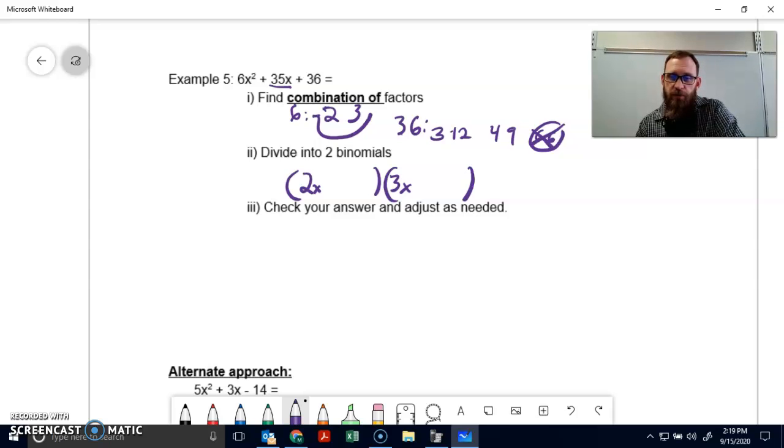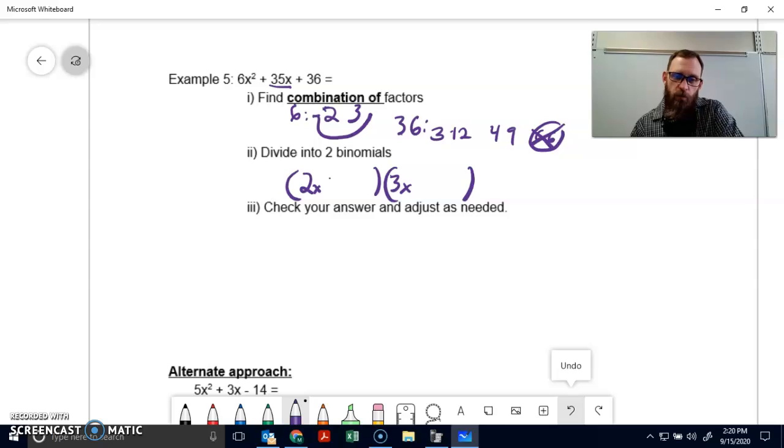Now if I try 3 and 12, I don't know if I can get the right combination. Like if I put 3 here and 12 here, look at the outside. 12 times 2 is 24. Inside, 9. I mean, we're getting pretty close, but that's going to give me 33, and I want 35. So I don't think we're quite there with the 3 and the 12. Even if I switch those around, I think that would just make it even worse.